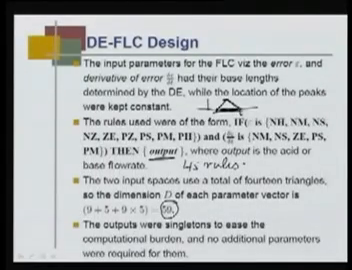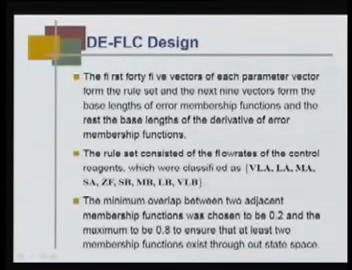So, the total is 9 plus 5 into 45, which is 59 parameters that we have to optimize. The outputs were singletons, that I have already told. The first 45 vectors of each parameter vector form the rule set, and the next 9 vectors form the base lengths of the error membership function, the rest the base lengths of the derivative of the error membership function. So, that is how we get 59.